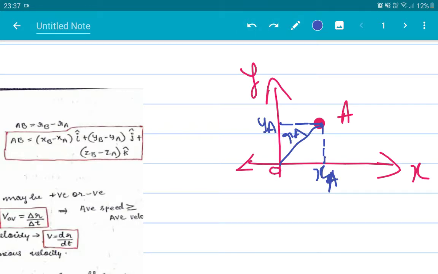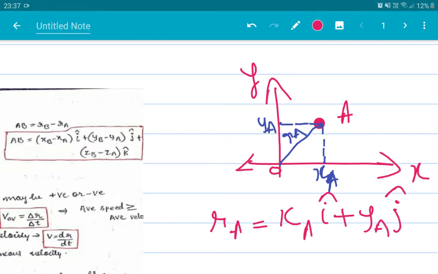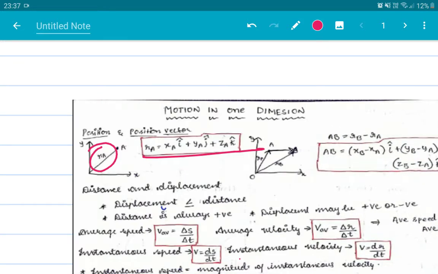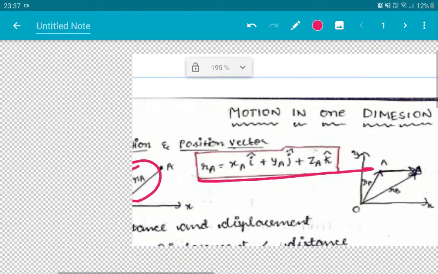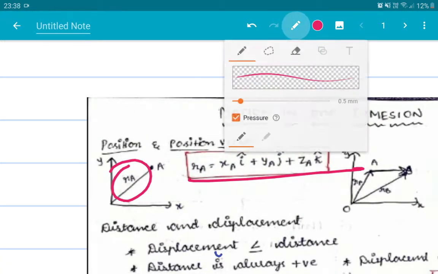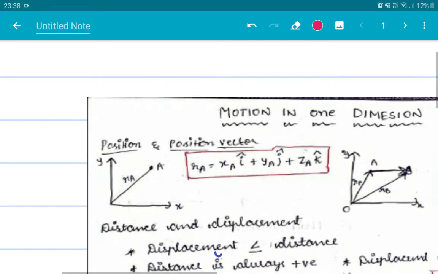So now you want to find this RA, right? For this I use the formula XA i cap plus YA j cap. Here the Z axis is not present, so we are not using the Z axis. As you can see, you can note all these points. I'll just rub it for you so that it will be easy.